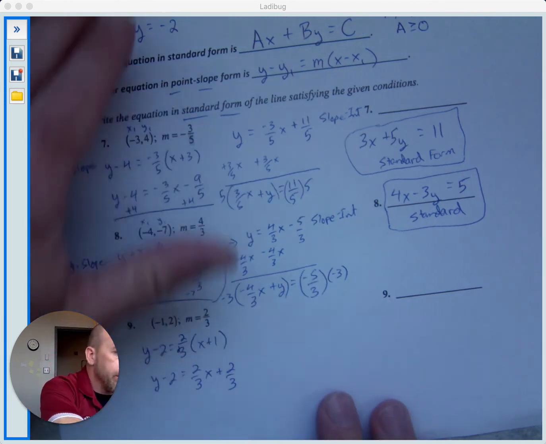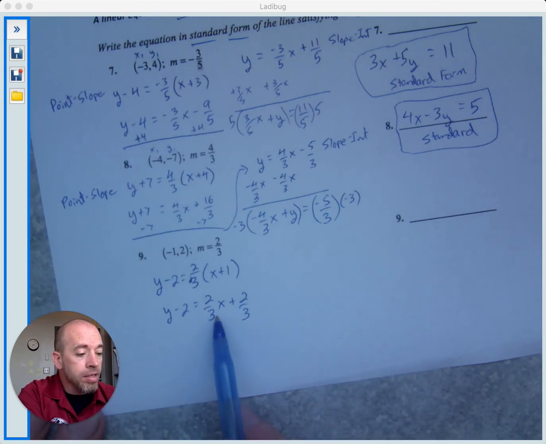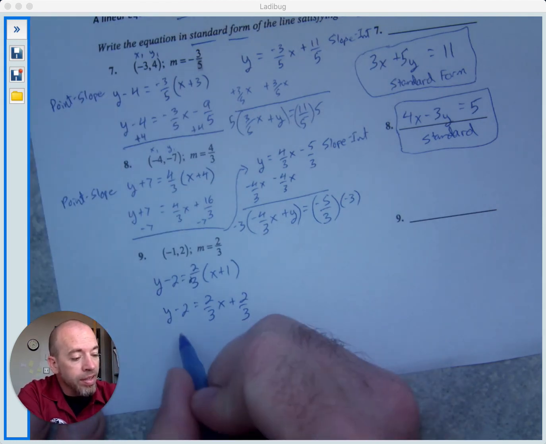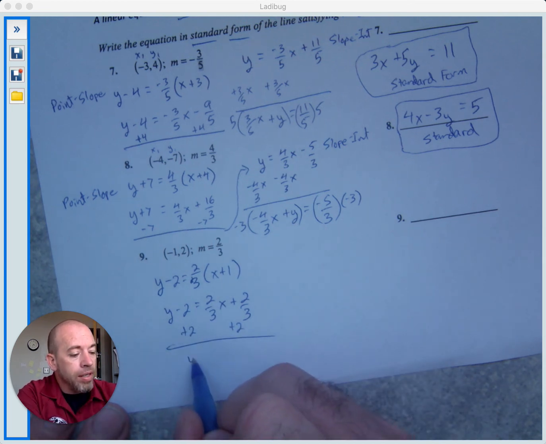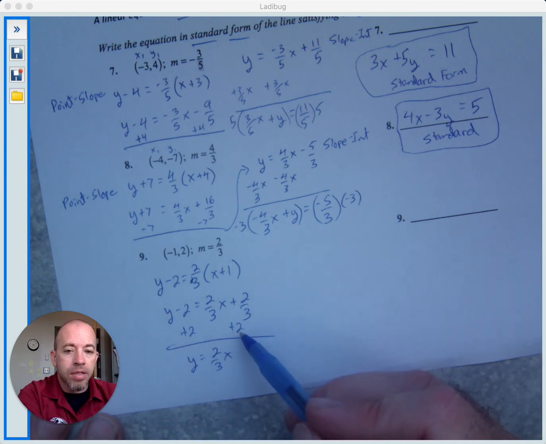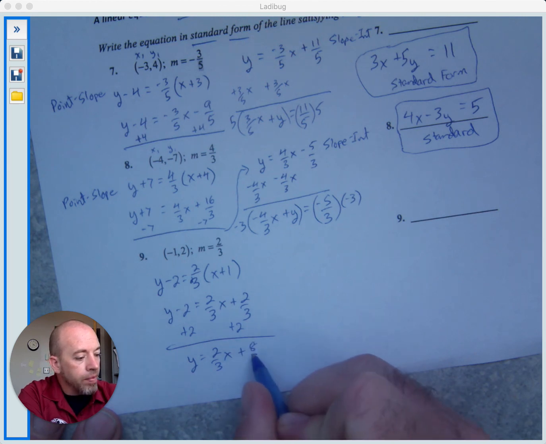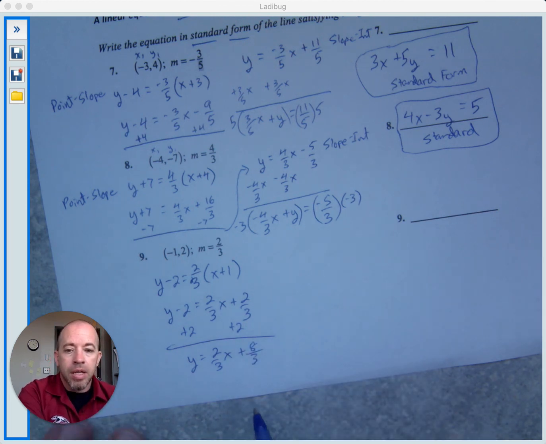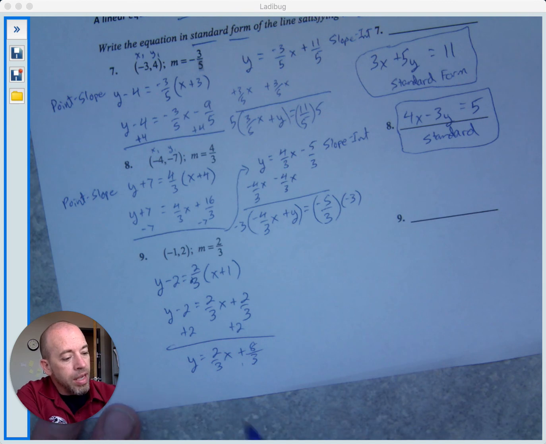I'm going to add the 2 to both sides to get y by itself. So I have y equals 2/3 x, and 2 is really 6/3, 6/3 and 2/3 gives me 8/3. Right? So I have point-slope form, I have slope-intercept form. I'm going to move all my x's and y's to one side, so I subtract the 2/3 x from both sides.